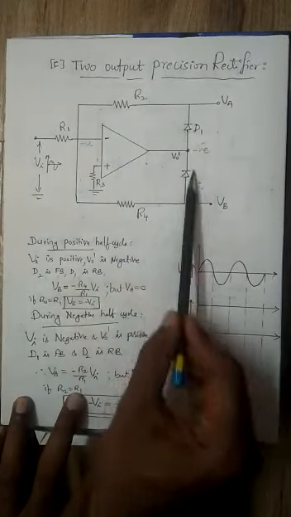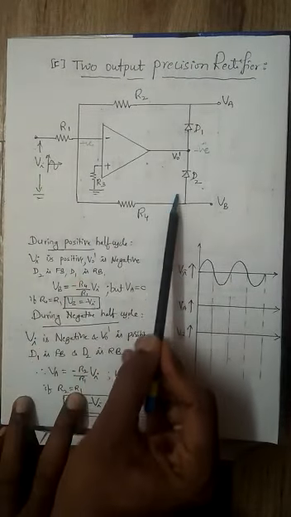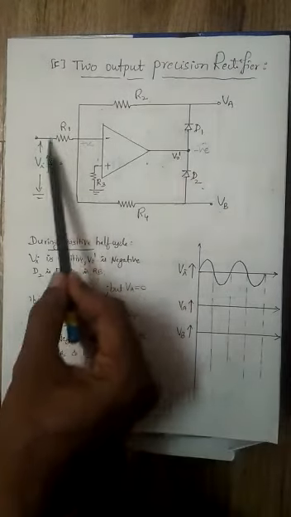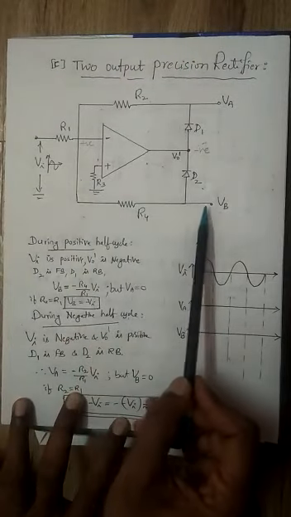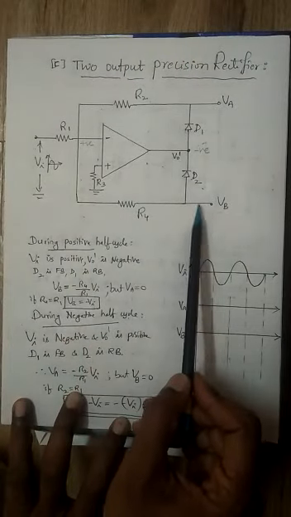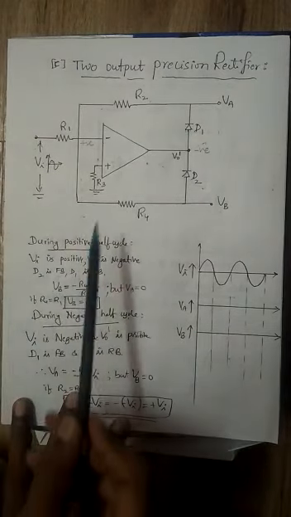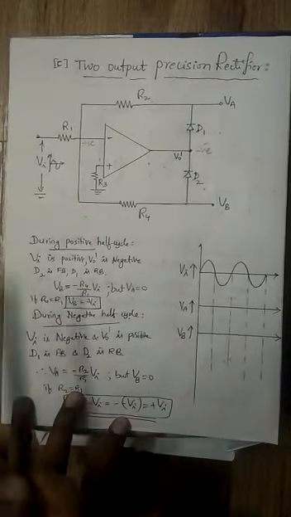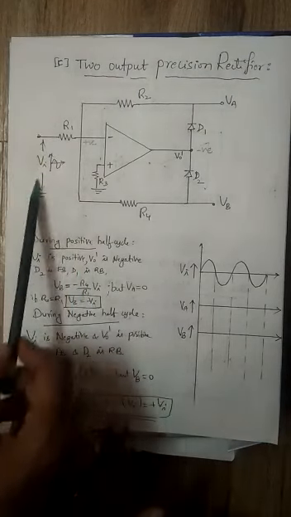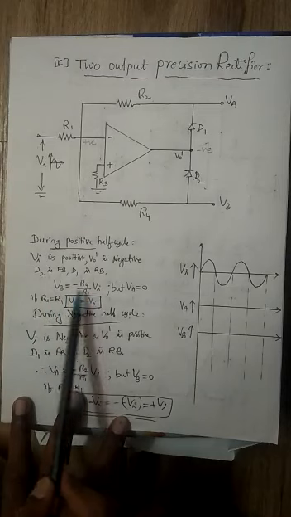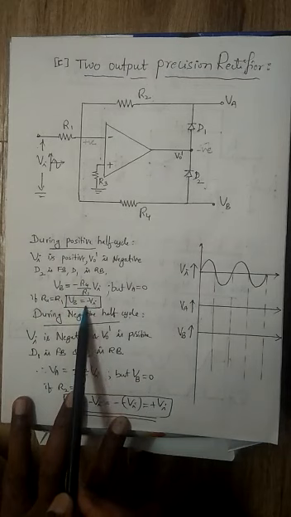Now observe this part of the circuit. We are applying the input to the inverting terminal and the feedback is negative. Hence, this op-amp acts as an inverting amplifier. So the output VB is equal to minus R4 by R1 into Vi, because gain multiplied by input gives output, with a negative sign for the inverting amplifier. If R4 equals R1, then VB is equal to minus Vi.